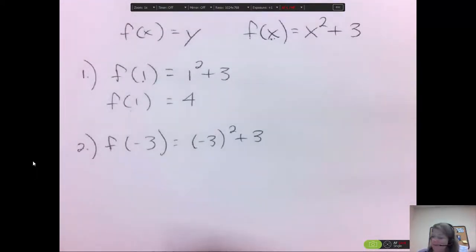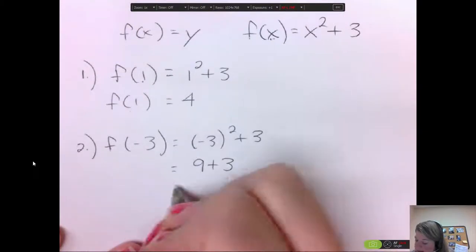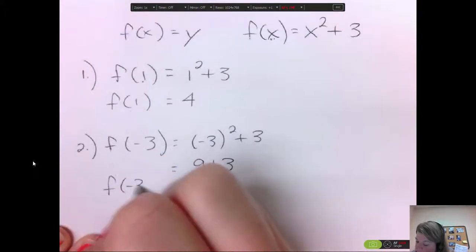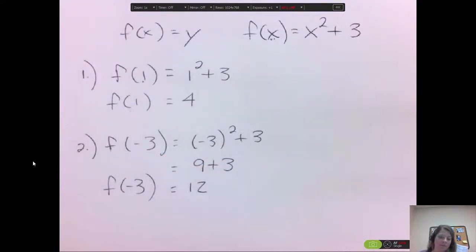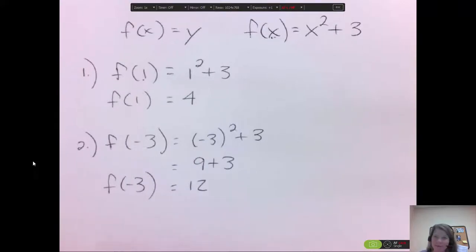Negative 3 times negative 3 is 9, right? So you'd have 9 plus 3. 9 plus 3 is 12. So if I put in negative 3, I get out 12. Input, output, domain, range. All right?